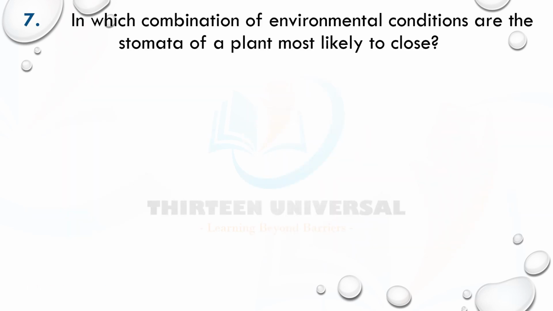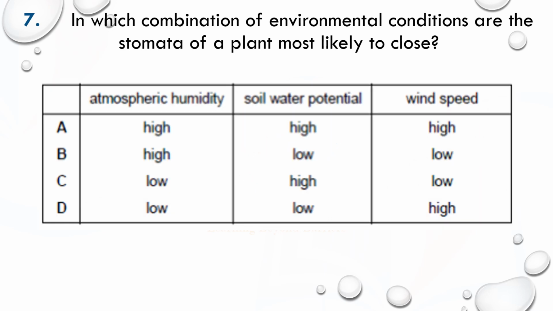Question 7 says, in which combination of environmental conditions are the stomata of a plant most likely to close? Sorry for the background music, but enjoy the music. Okay. All right. So which combination of environmental conditions are the stomata of a plant most likely to close? Now, the stomata of a plant close only when there's a high rate of transpiration.